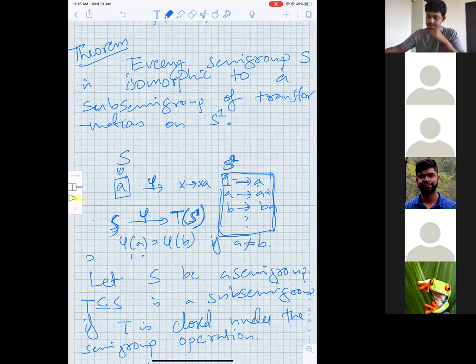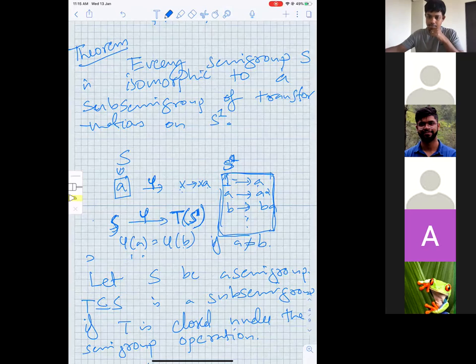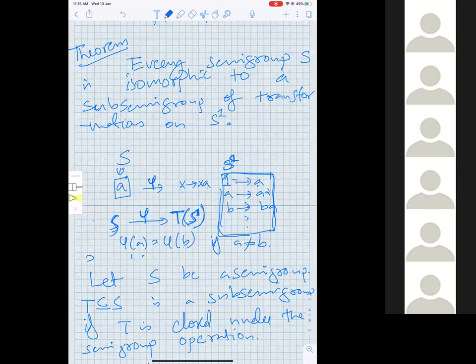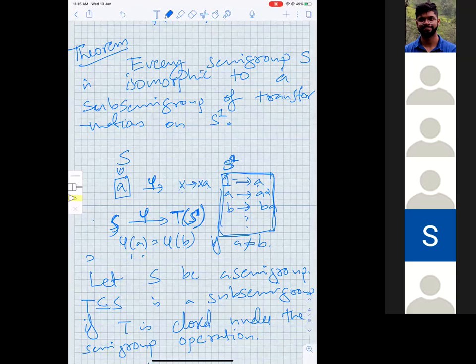Any questions? Hello? Is this proof clear? Yes, it is. Yeah, I want somebody other than BSc Maths to answer. Yes, it is. Okay.